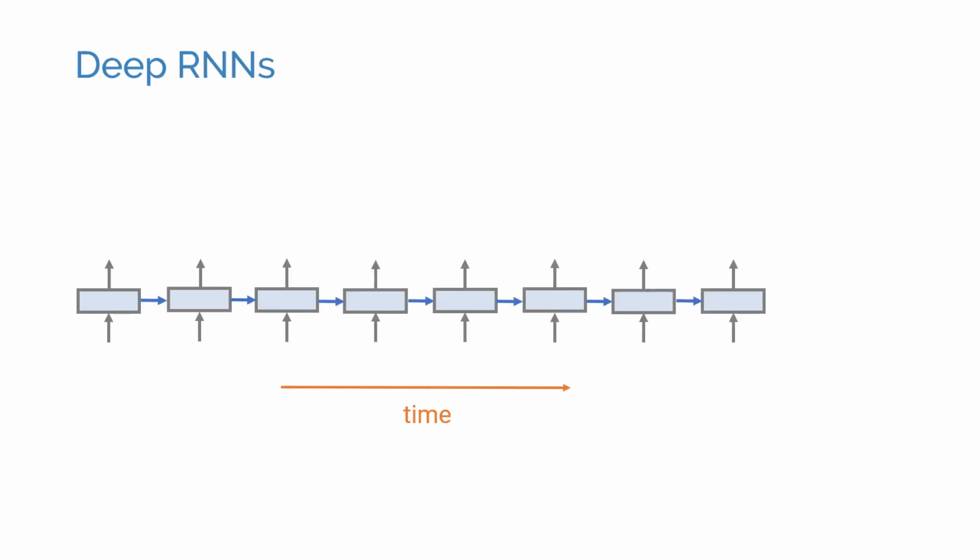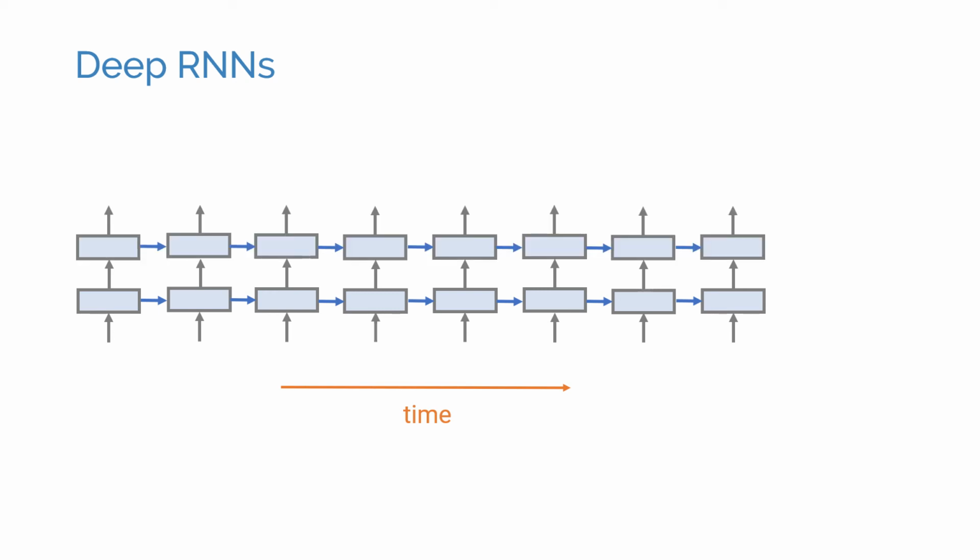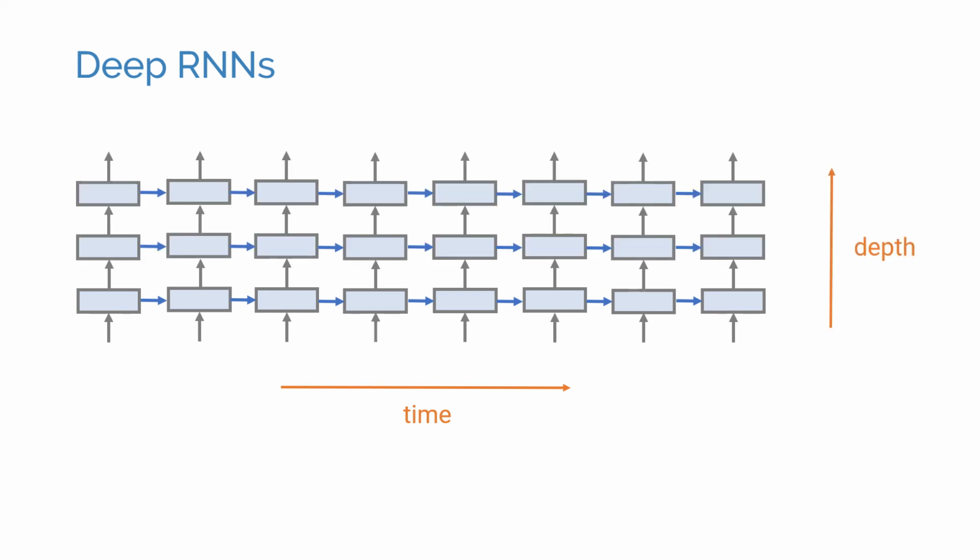It's possible to increase the representational capacity of recurrent neural networks by stacking recurrent units on top of each other. Deeper RNNs can learn more complex patterns in sequential data, but this extra depth makes the model harder to optimize.